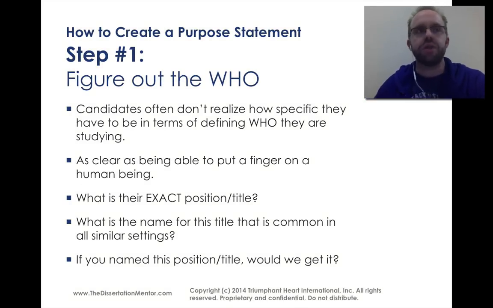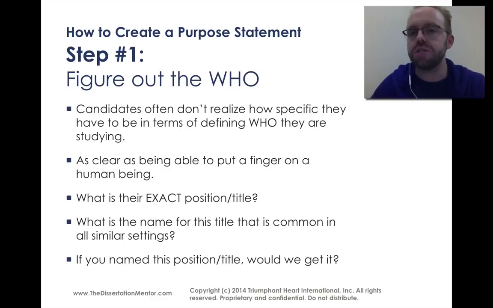Basically, the first step of creating a purpose statement is figuring out who you are studying. Now, the who could be a person, and by a person I mean a type of person, or your who could be an organization as a whole. But in general, what I do find is that candidates really struggle most in this place, figuring out authentically who they are studying. How specific do you need to be?